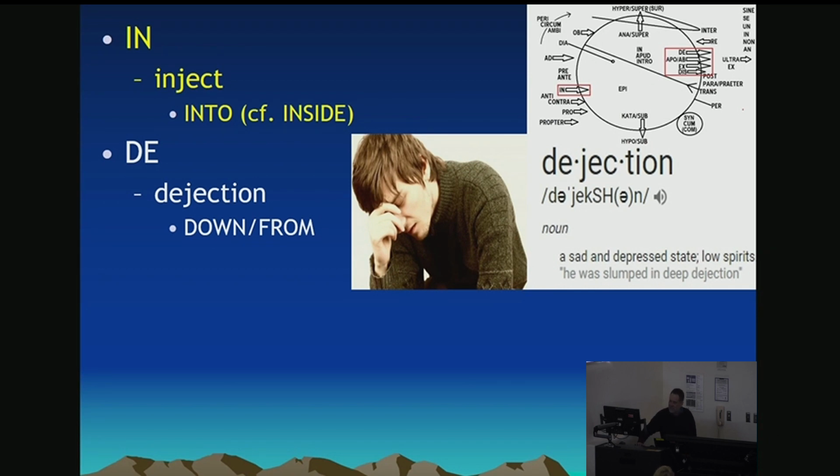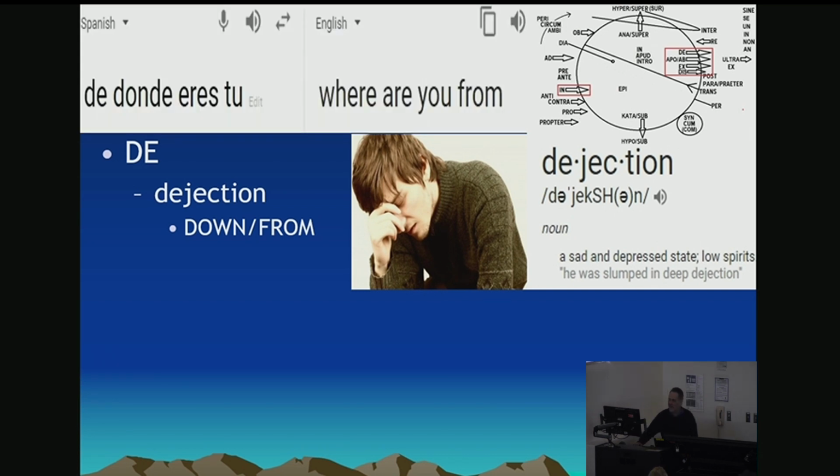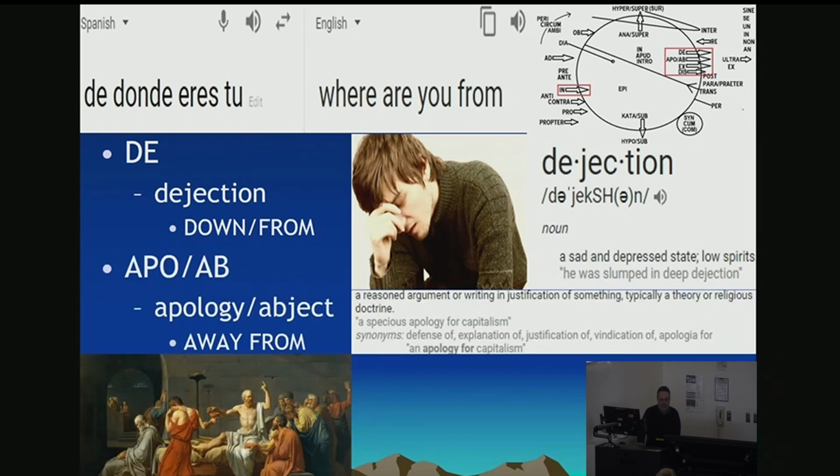De means down or down from. De donde eres tú means what? Where are you from? So the de means from. So where did you come down from is the idea. Okay, you guys? That's how it means from. So dejection is thrown down. When one is depressed, that's pressed down. Dejected is thrown down. The de means down. Or you could talk about someone being from somewhere, and that would be de also. Down from where?